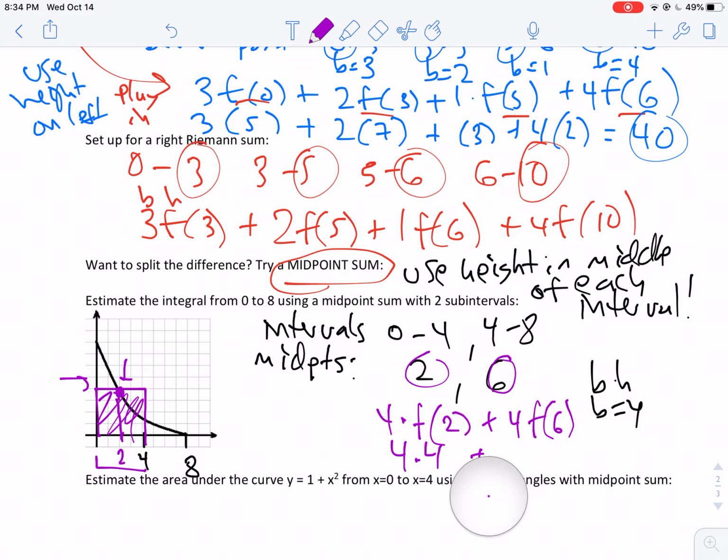Okay, and then 4 to 8, we can do the same thing here. We use the height of the middle, so we use the height at 6. Go up to the function there, and then go across, so that's 4 times half. So anyway, that'll give you a value of 18.